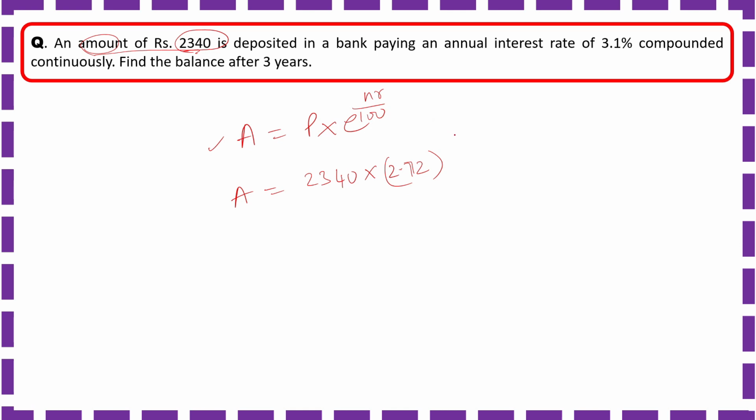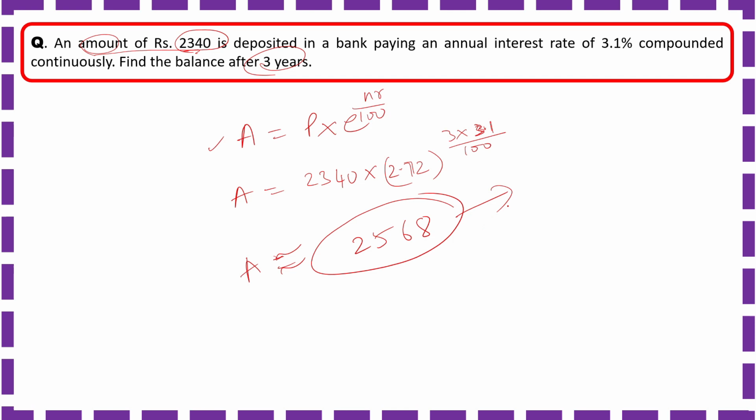So what is n? n is 3 years, right? Balance after 3 years. So 3 into, what is R? What is the percentage? 3.1 by 100. So just solve this. Okay, solve this and you'll get the amount as 2568 rupees. So this is the approximate amount. So this is the balance after 3 years.